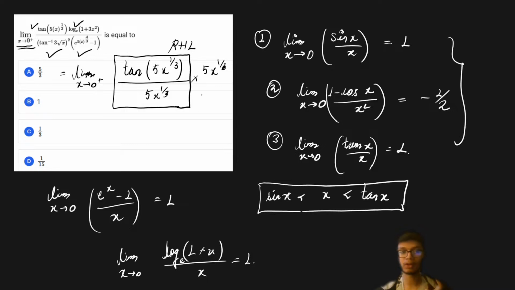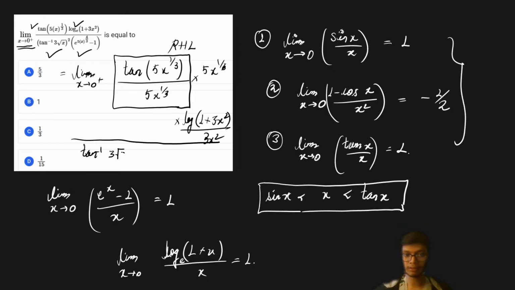So that is my idea behind converting this, and multiplied with natural log of (1 plus 3x squared) divided by 3x squared, and then divided by tan inverse of 3 root x, divided by 3 root x, whole squared, and tan works the same way, so don't worry. Multiplied with 3 squared, that is 9x, into e to the power 5x^(4/3) minus 1, divided by 5x^(4/3), and we also have to multiply with 5x^(4/3). Okay, so that is what you will have.